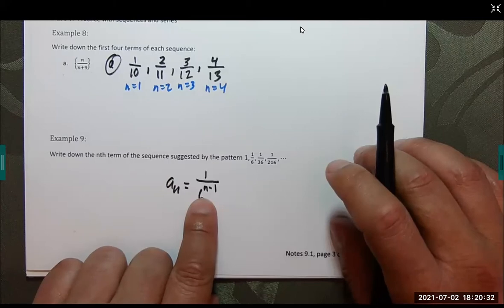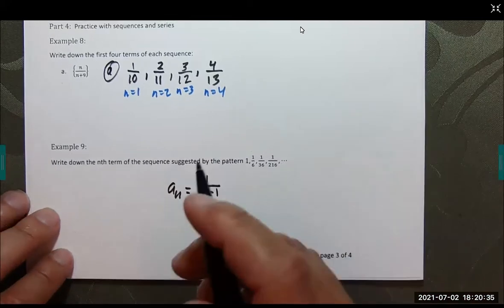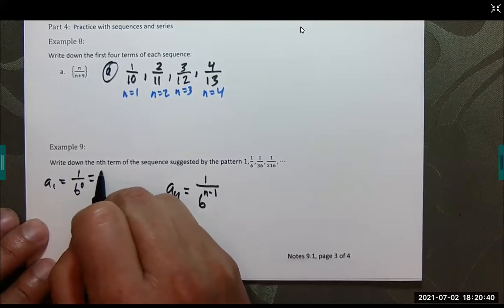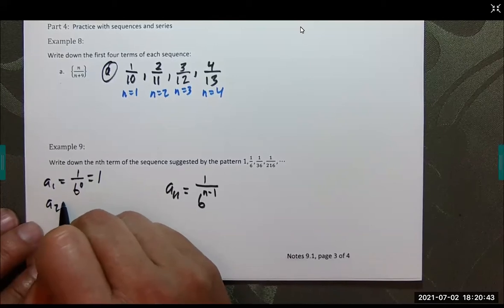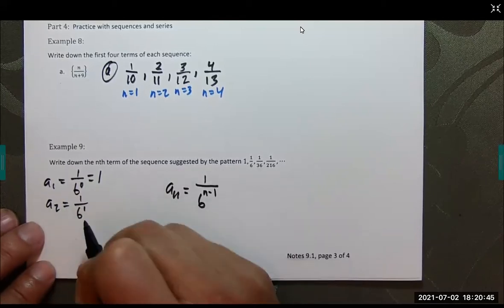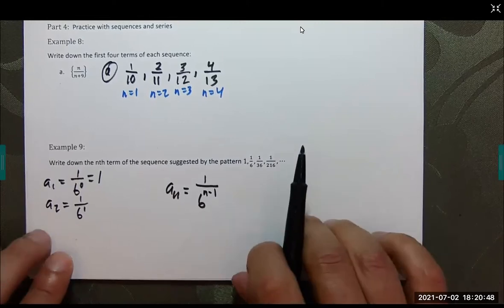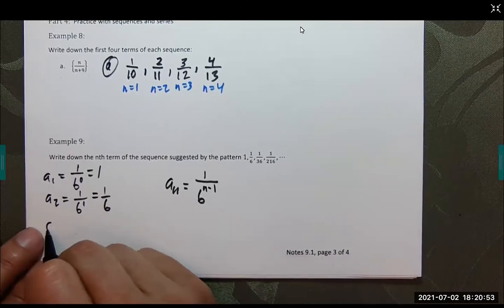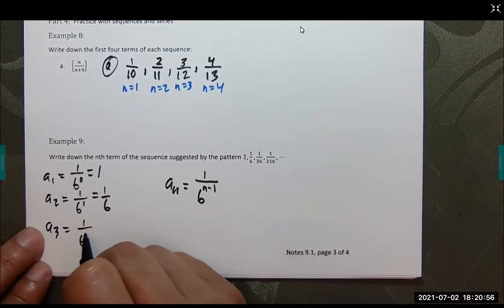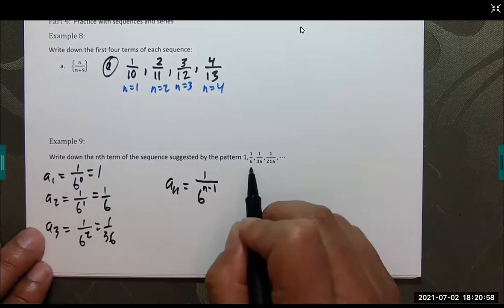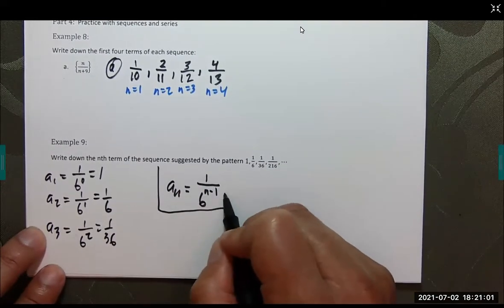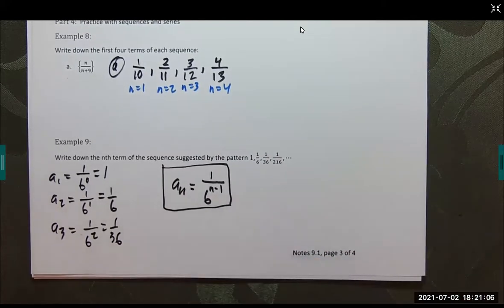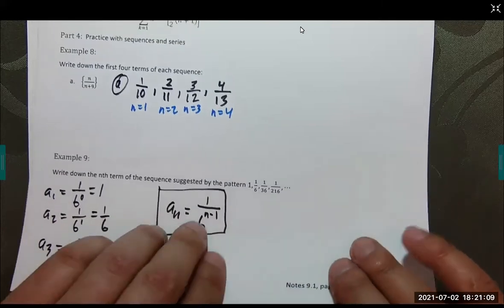When n equals 2, let's write that out. A sub 1, we get 1 over 6 to the 0 power, which is 1. A sub 2, 1 over 6 to the first power. Remember, it's 1 less, is what I'm surmising. A sub 3 equals 1 over 6 to the second power, 1 over 36. And you can see that's exactly this pattern. So here is our nth term. These take practice. There's no shortcut for those, unfortunately.